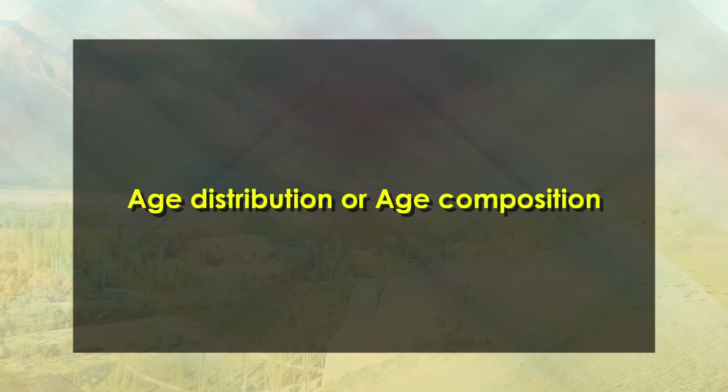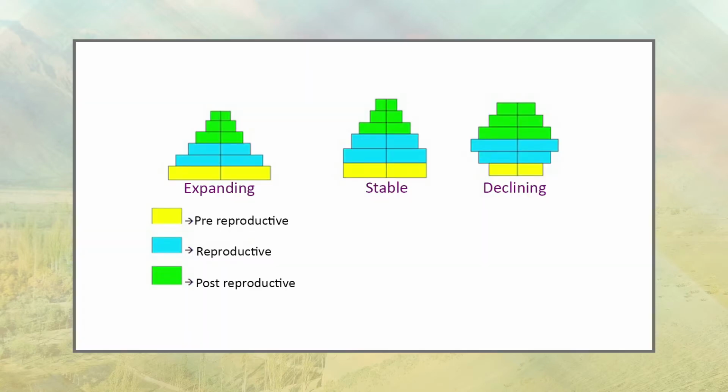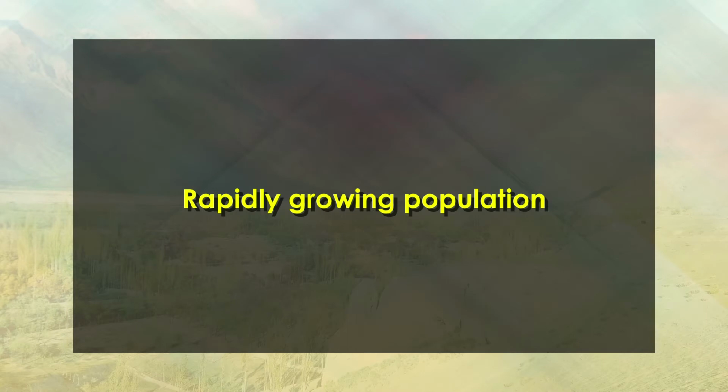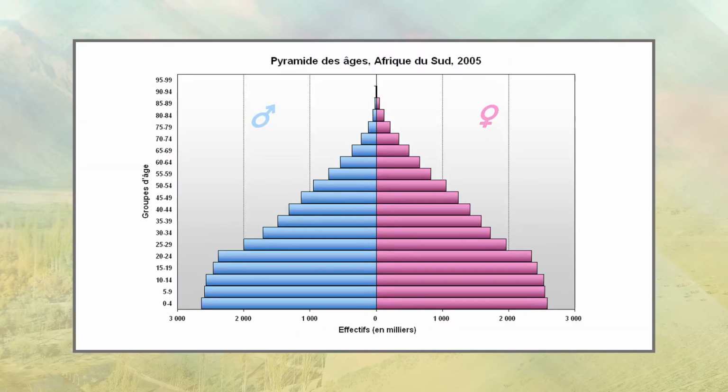Number 4, age distribution or age composition. The relative abundance of organisms of various age groups in the population is called age distribution of population. With regard to age distribution, there are three kinds of populations: rapidly growing populations, which is a population which has high birth rate and low death rate. So there are more number of young individuals in this population.